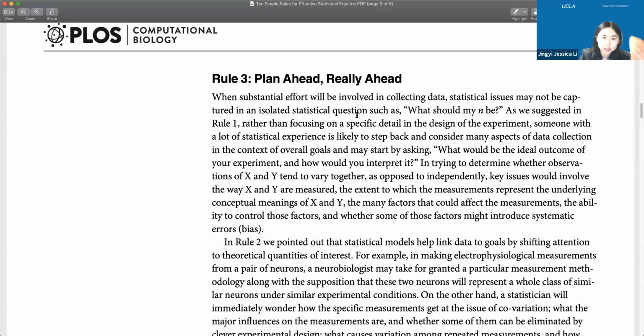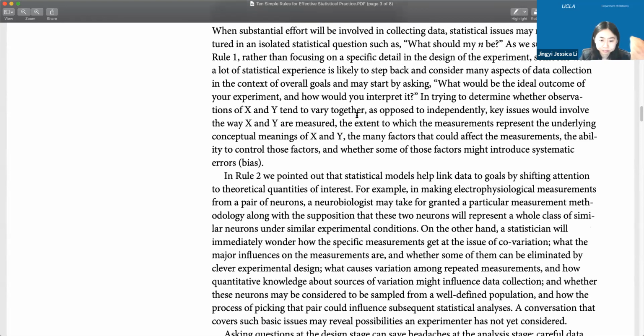For example, we should consider how to effectively reduce batch effects, how to reduce the correlation between experiments. Those key things will make the downstream statistical analysis more powerful.